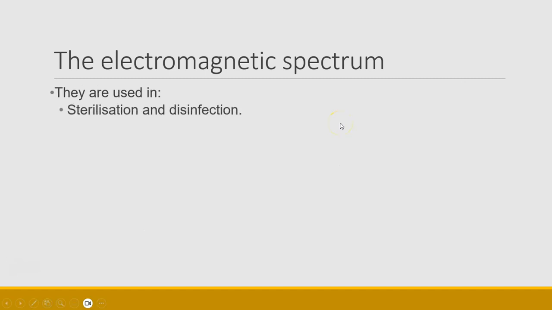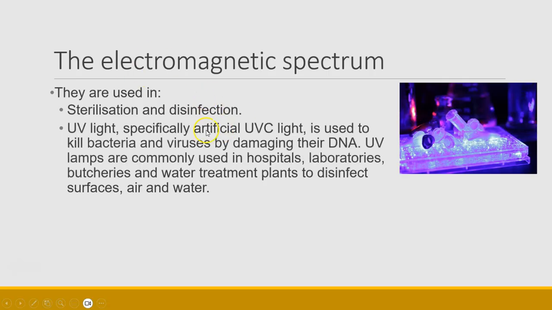UV light is used in sterilization and disinfection, specifically artificially created UVC light. And when this light is shone onto small living things, unicellular like bacteria and viruses, it immediately damages their DNA and it kills these living things. So we can use these UV lamps in hospitals, labs, butcheries, water treatment plants to disinfect surfaces, air, and water.